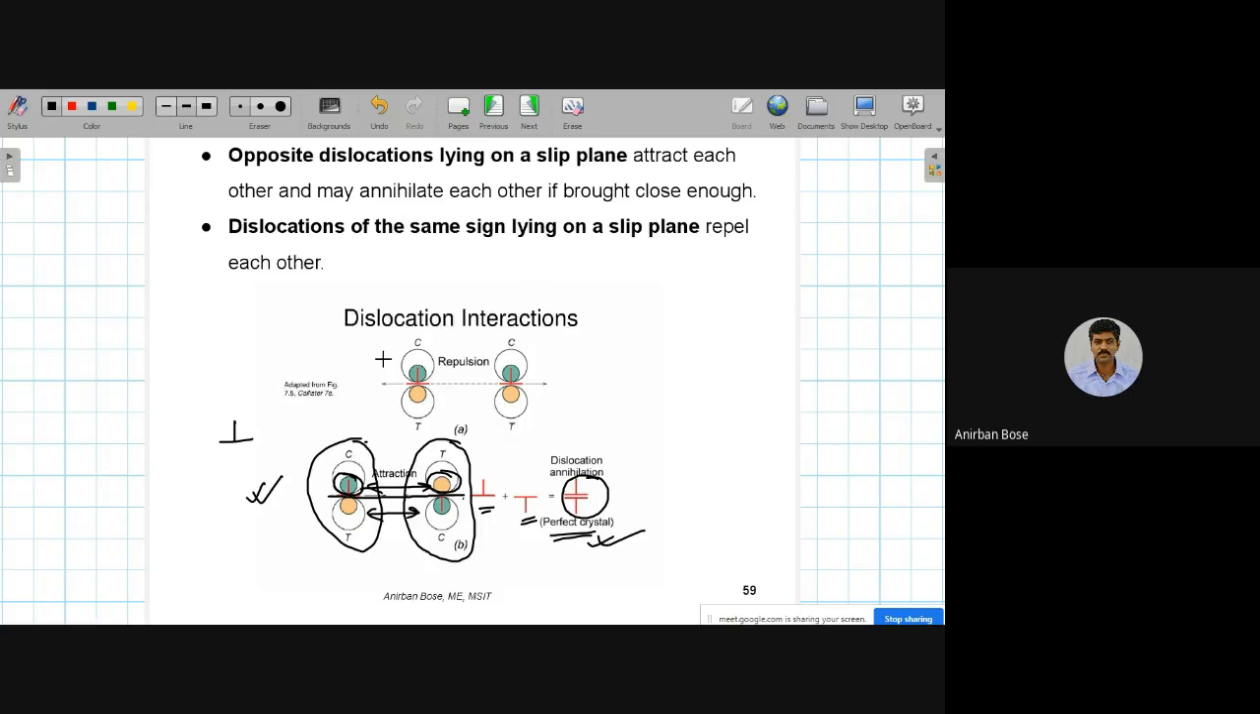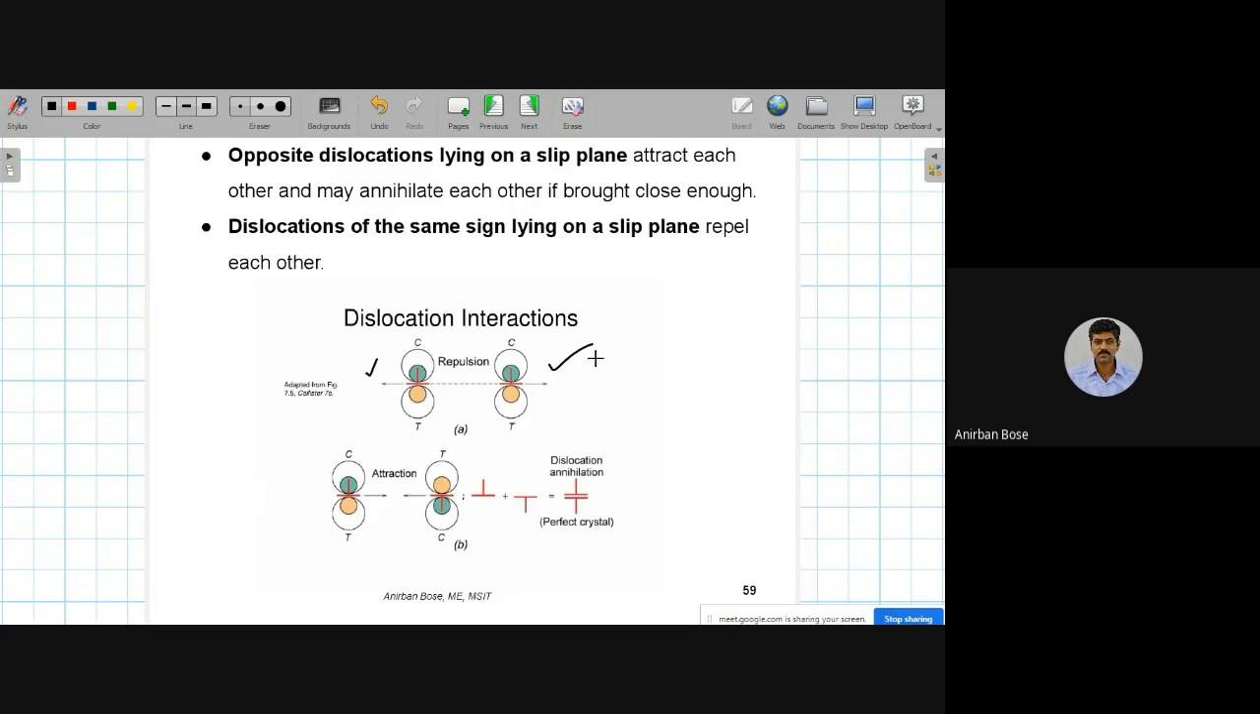On the other hand, if dislocations of the same sign lie on a slip plane, they will repel each other. Let us consider two dislocations that are both positive, or both negative. If they are of the same sign, this one positive and this one also positive, then they will definitely repel each other. They will not try to come closer to each other.